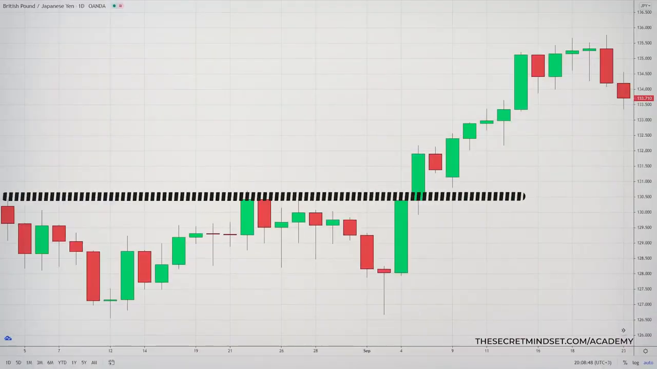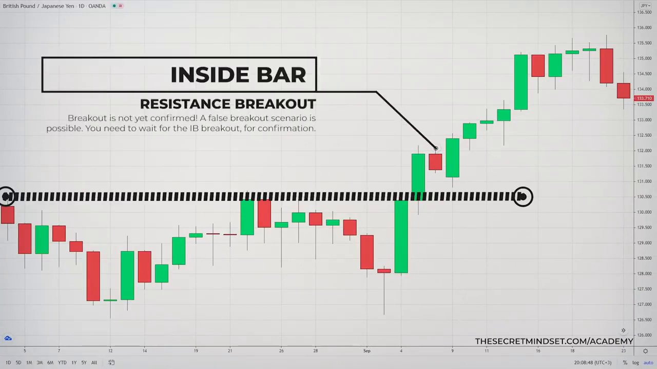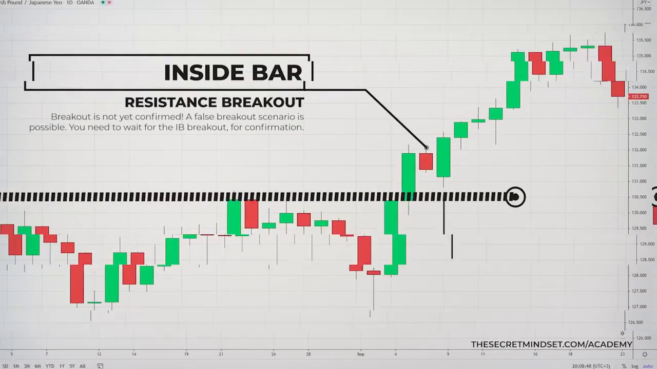In this other example, the market had difficulty rising above this resistance level. What is interesting is what happened after the breakout. You will notice that there is a clear inside bar formed here. The formation of this price action pattern indicates that the breakout is not yet confirmed. Remember, an inside bar formation means indecision and hesitation. So you have to be careful and bear in mind that a false breakout scenario is possible.